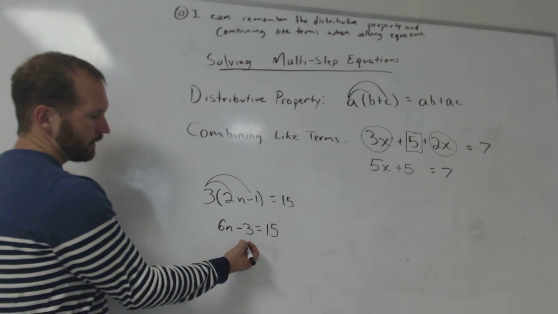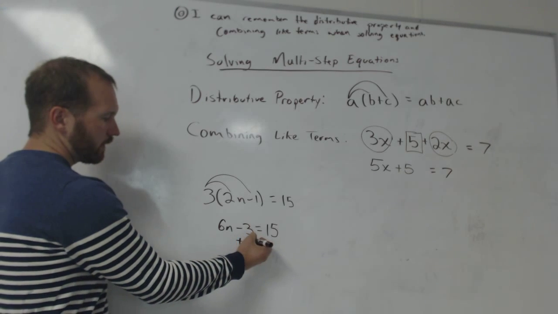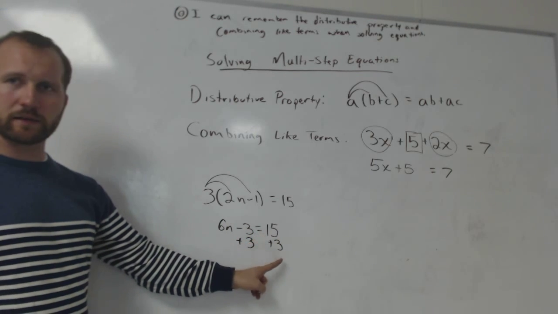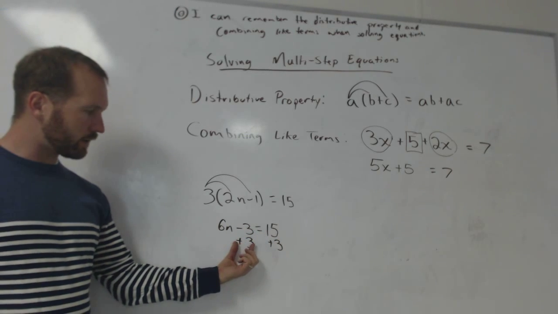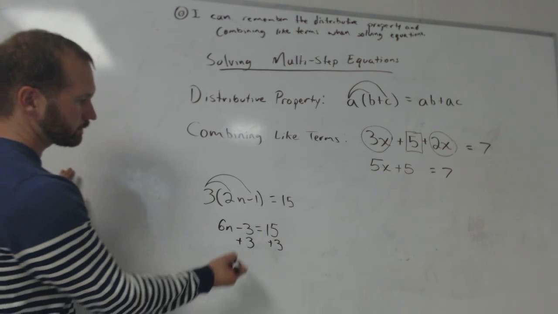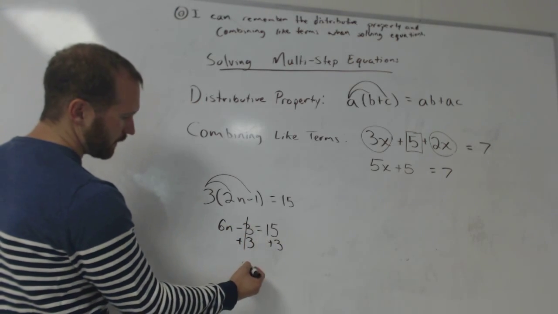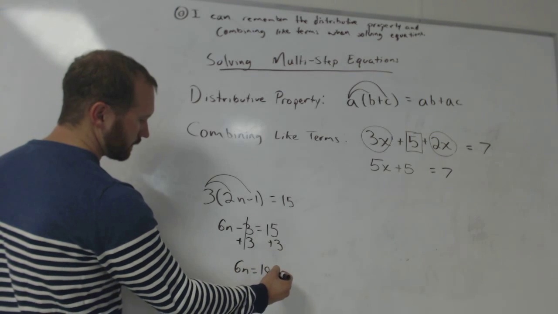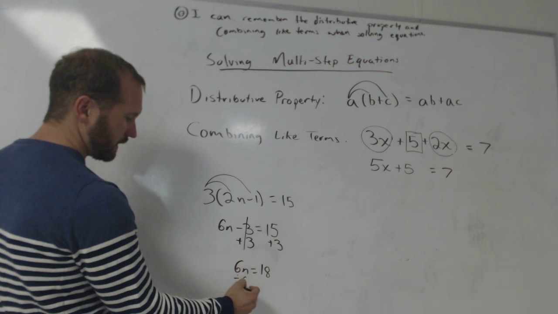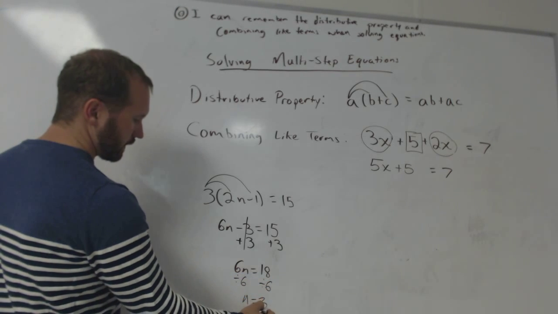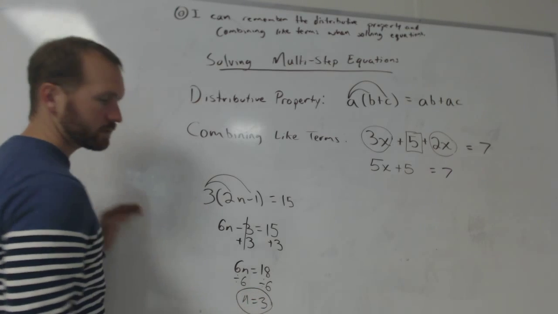I can add 3 to both sides. I can move 3 from one side of the equal sign to the other side by adding it over here and also adding the same thing over here. 6n equals 18. So here I have 6n. 15 plus 3 is 18. Then I need to divide by 6, which gives you 3. n equals 3. And that's going to be our final answer for that problem.